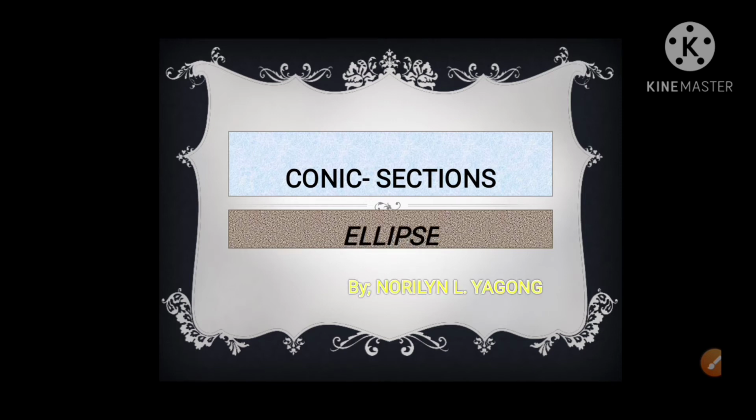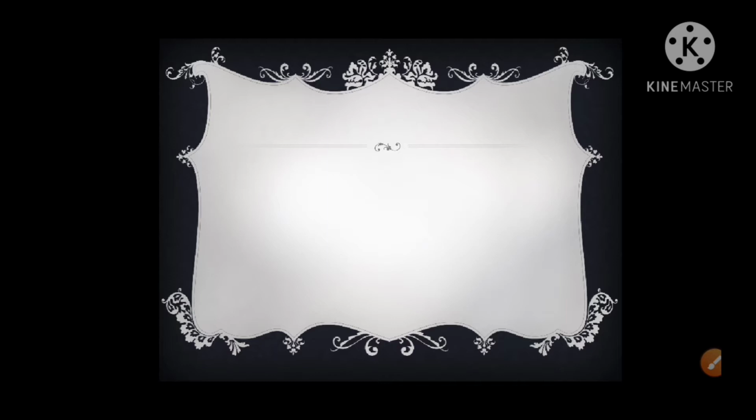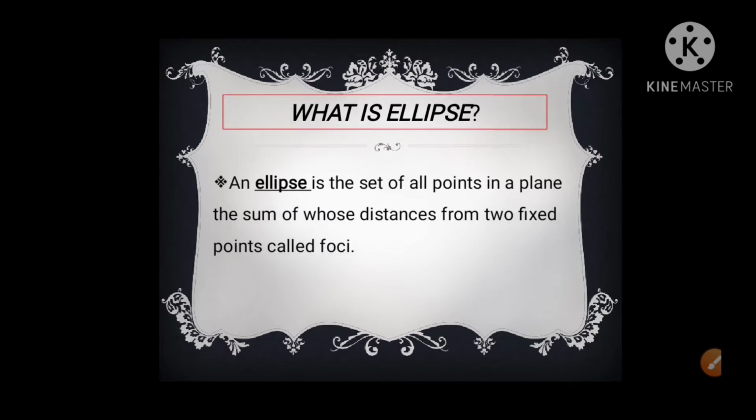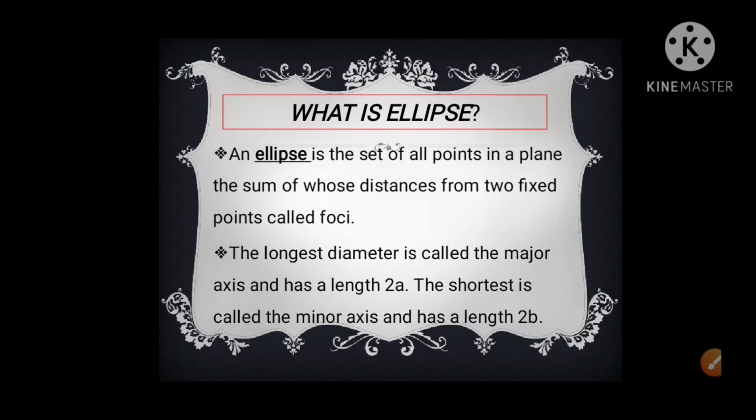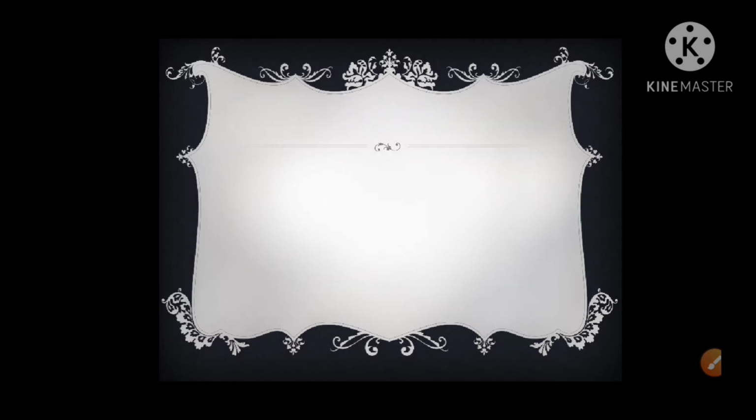So first, let's define what an ellipse is. An ellipse is the set of all points in a plane, the sum of whose distances from two fixed points called foci. The longest diameter is called the major axis and has a length 2a. The shortest is called the minor axis and has a length 2b.